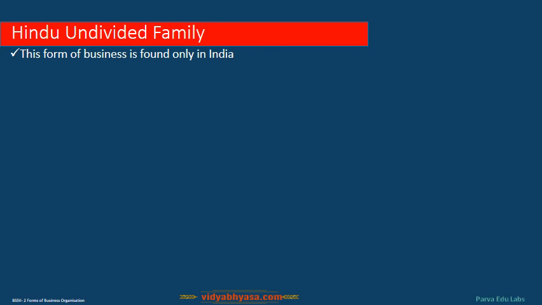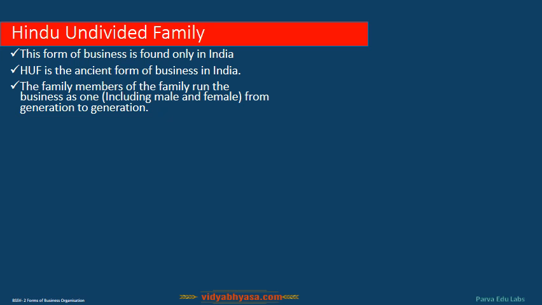So the next one is the Hindu undivided family. As I told in the beginning slide, this is a form of business which is found only in India. It is popularly called HUF, Hindu undivided family. It is one of the ancient forms of business in India. The members of the family run the business as one from generation to generation, and the membership passes on to both male and female.